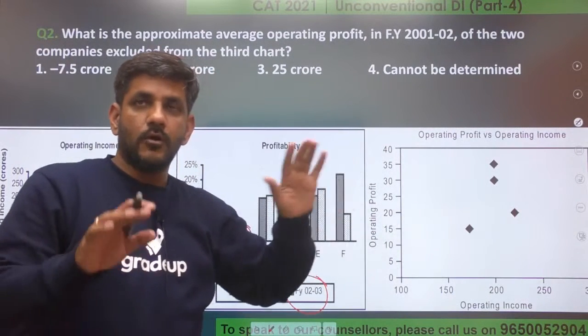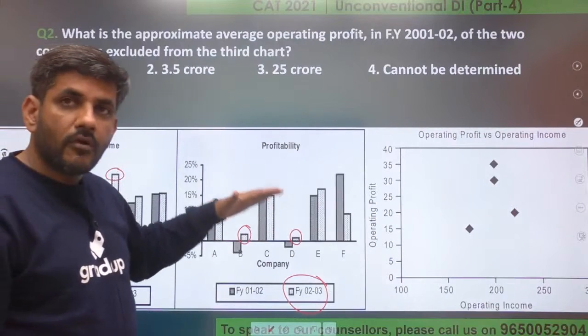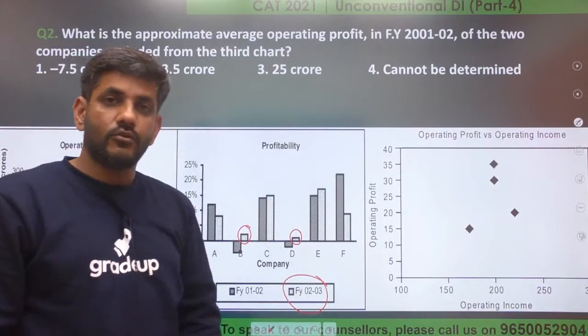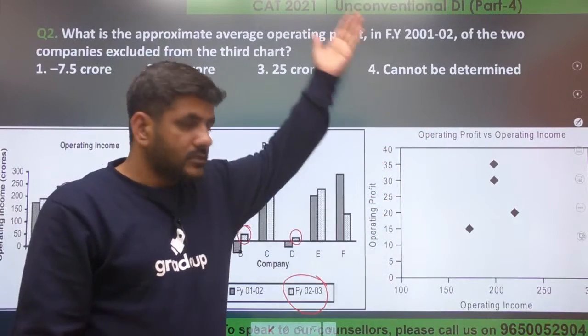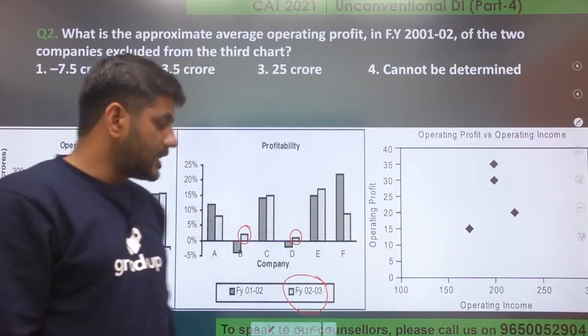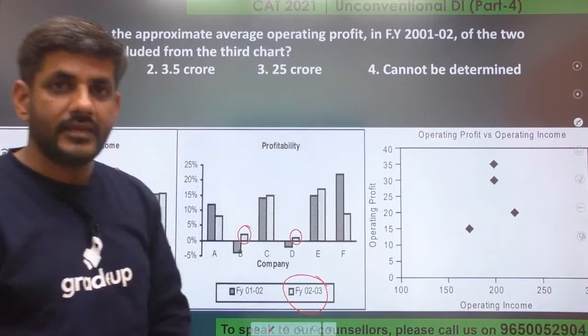Right? I hope all of you got this. These two companies have their profits even less than 5 crores. The 4 companies shown in that graph all have their profits above 15 crores. That means B and D cannot be in that chart. वो chart में है ही नहीं.